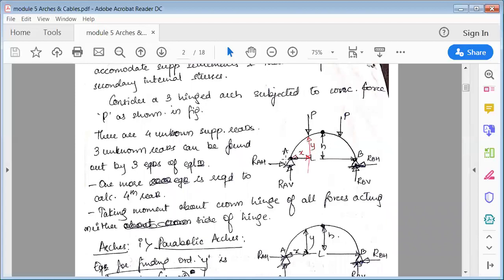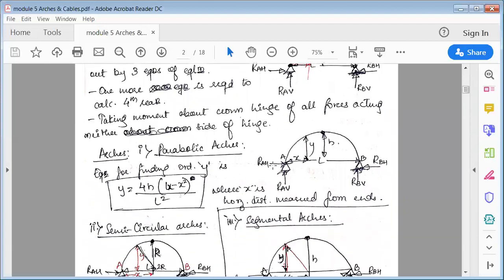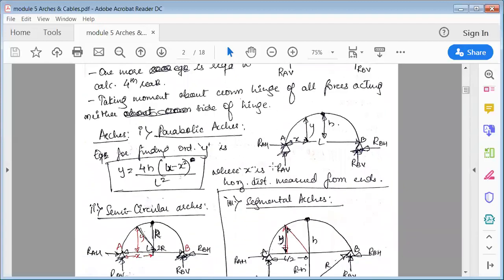So you'll find summation H is equal to 0, summation V is equal to 0, and moment about A is equal to 0. These are actually the 3 equations of equilibrium. But we have unknowns 1, 2, 3, 4. So the fourth unknown, what you're going to find out here is, we'll find the moment about this point. So this is how it becomes a statically determinate structure. Now, we are only dealing with parabolic arches because that is only there in the syllabus.